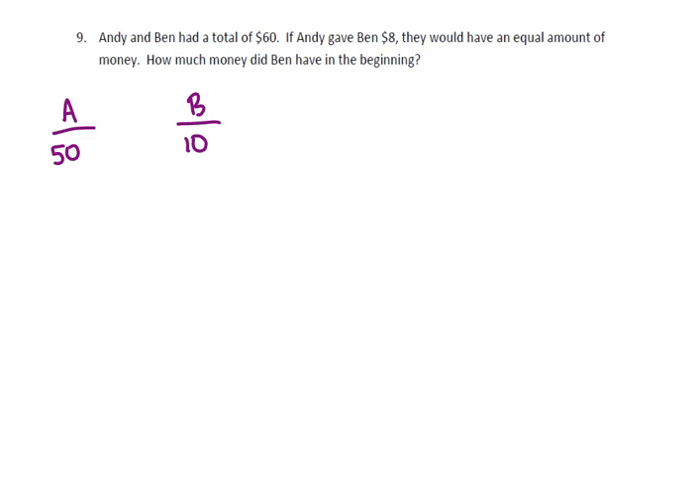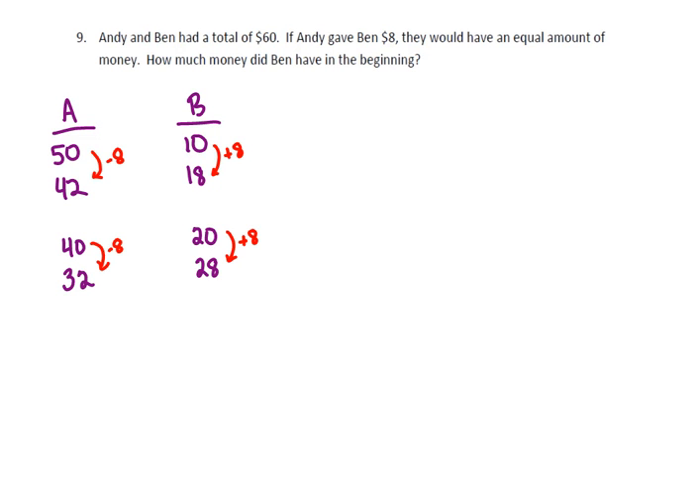Well, if we subtract 8 from Andy and add 8 to Ben, that would give them 42 and 18. So they don't have the same amount of money. That amount of money that Andy has is too much, because in the end, Andy still has way more than he should. So let's go down to 40. If we start with 40 for Andy and 20 for Ben, we subtract 8, and now Andy has 32 and Ben has 28. So it's still not an equal number, but we're getting closer.